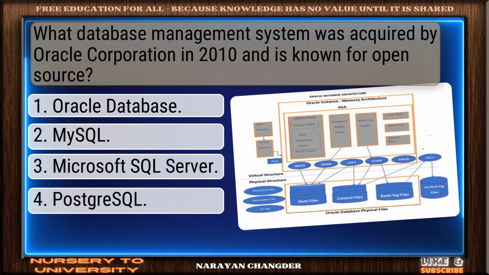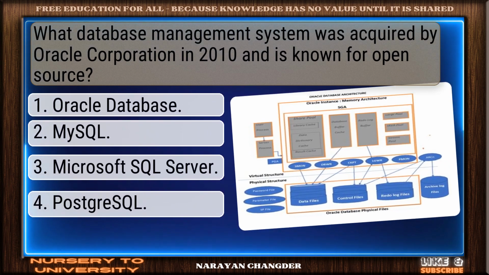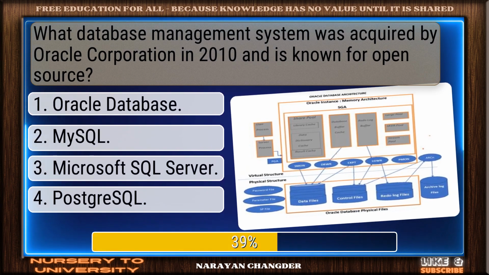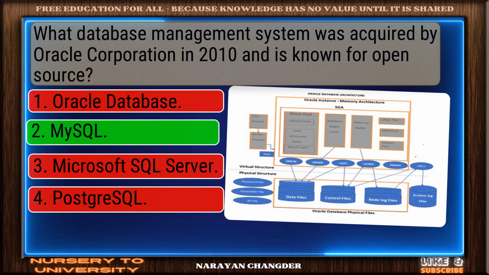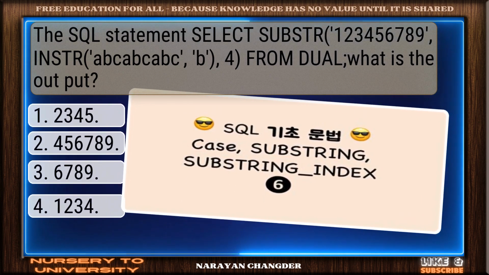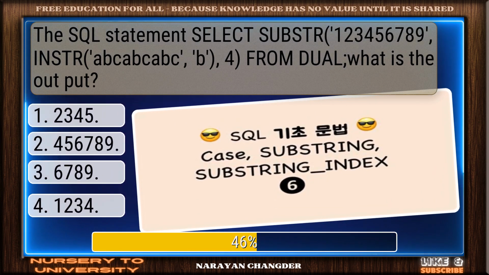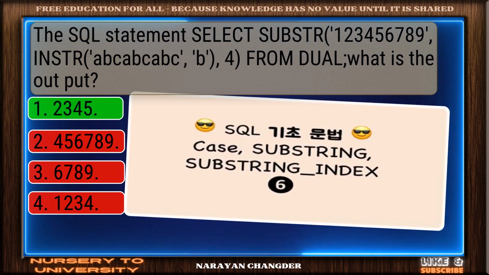Question number 5. What database management system was acquired by Oracle Corporation in 2010 and is known for open source? Excellent choice. MySQL is the right answer. Question number 6. The SQL statement select substr of 12345 from dual. What is the output? Bravo. 2345 is the answer.